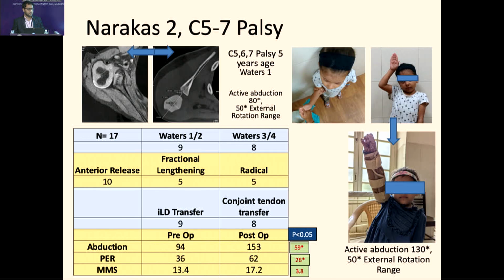For the second subgroup, which is the Narakas 2, we could enroll 17 patients. Anterior releases were required in 10 out of these 17, with equal distribution of the radical and the fractional releases. And isolated latissimus dorsi transfer was required in 9 and a conjoint tendon transfer in 8. And we could achieve a mean abduction improvement of 59 degrees and a passive external rotation range improvement of 26 degrees and a modified Mallet score improvement of 3.8.